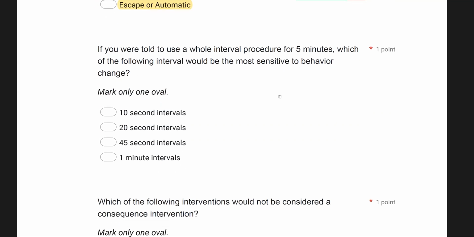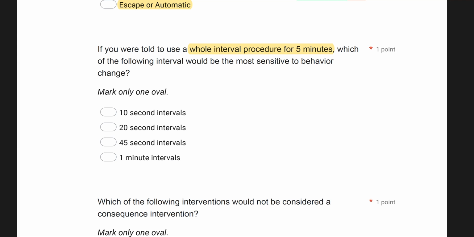If you were told to use a whole interval procedure for 5 minutes, which of the following intervals will be the most sensitive to behavior change? Now, this is a good question. This is a very behavior analytic question. Let's think about it. We're going to use a whole interval procedure for 5 minutes. So 5 minutes is our time. We need to make intervals. With the whole interval procedure, the behavior has to happen the whole time.